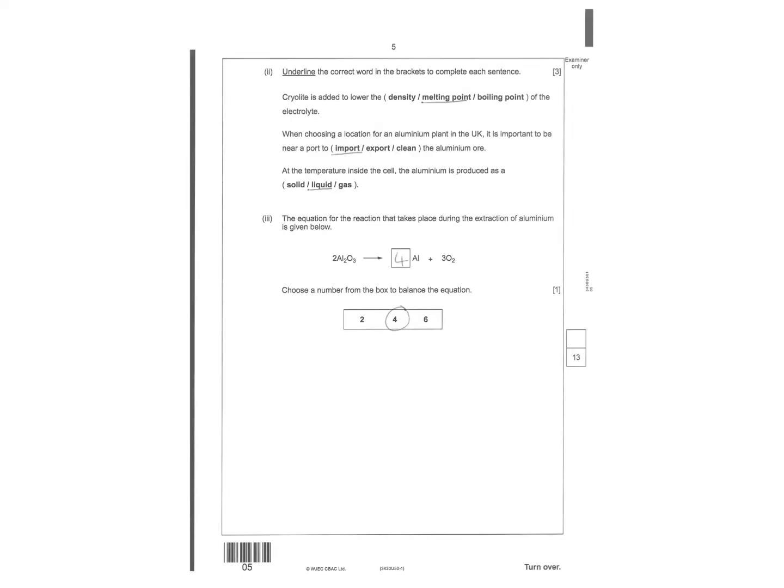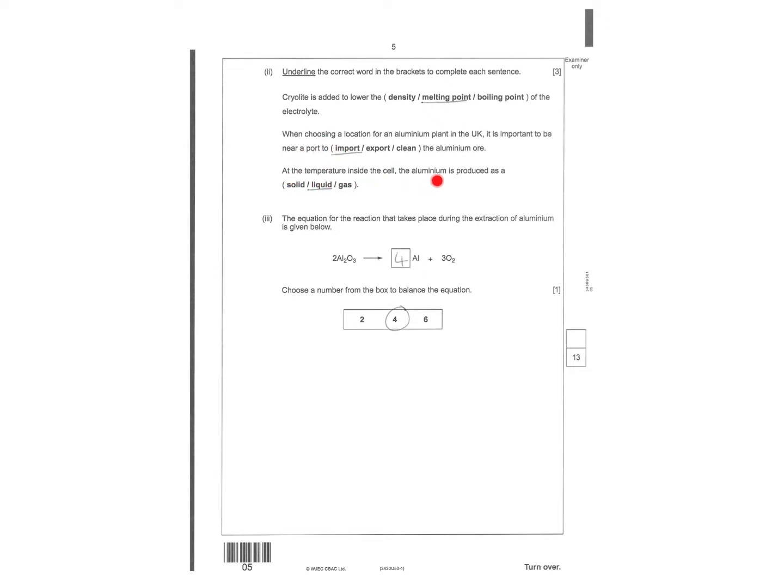Cryolite is added to the electrolysis of aluminium to lower the melting point, so less energy is needed to melt it. When choosing a location for an aluminium plant in the UK, it is important to be near a port to import. So ports are for import, and then roads are for export.